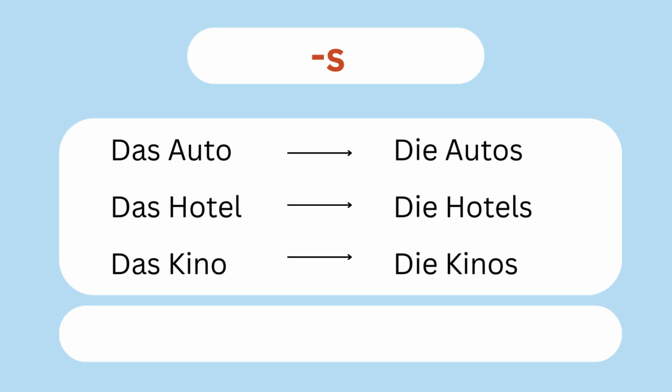Lastly, we have putting an s. Das Auto, die Autos. Das Hotel, die Hotels. Das Kino, die Kinos. This often happens to nouns ending in a, o, u, i, or y.